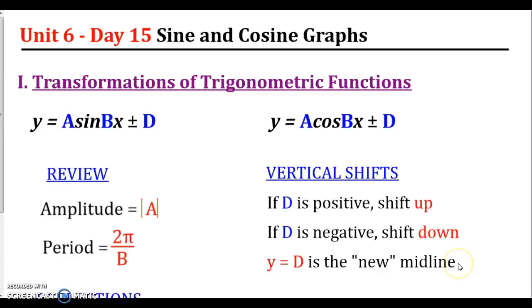When we need to write the equation of the midline, it's going to be a horizontal midline, so y equals, we're just going to take whatever that D value is. So if it was plus, it'll be a positive here. If it was a minus some number, it would be y equals negative, whatever that D value is.